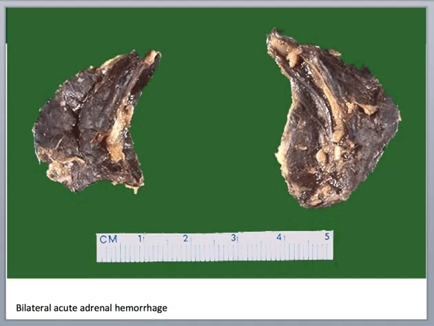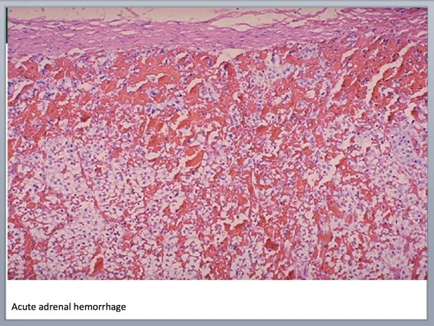In the adrenal gland, however, both adrenal glands show extensive hemorrhagic infarct and hemorrhage, and this is reflected by the dark black, bluish red appearance of the adrenal glands. And microscopically, we see extensive acute hemorrhage and infarct of the adrenal cortical cells.